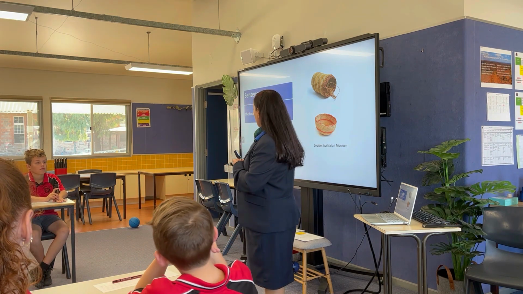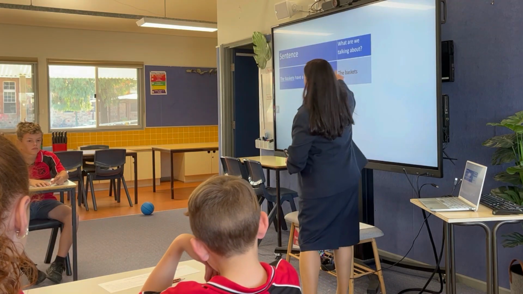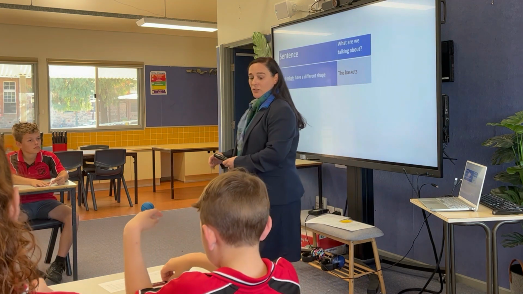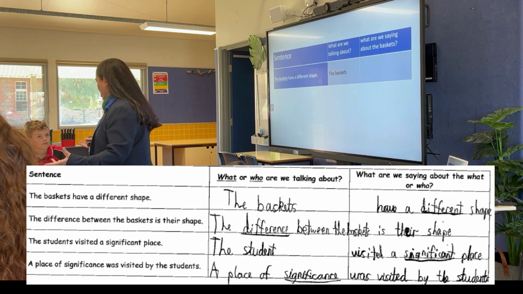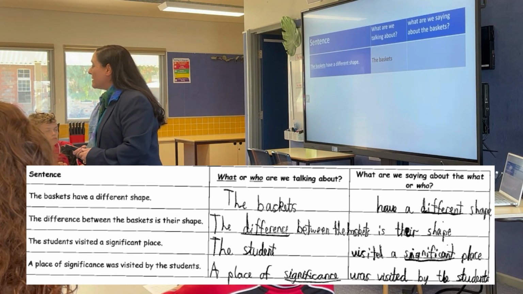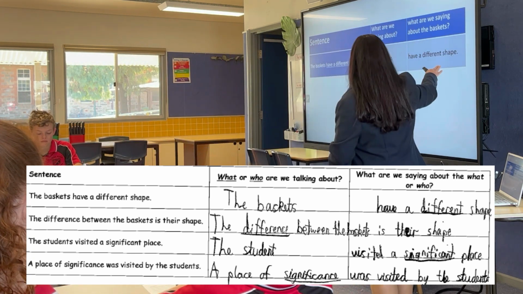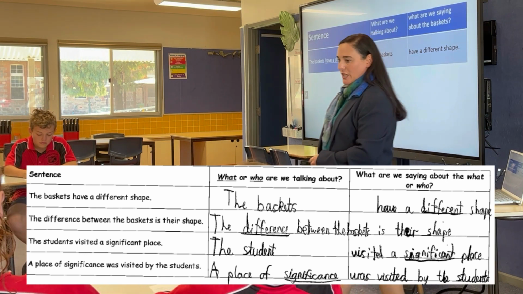It says, the baskets have a different shape. What are we talking about? We're talking about the baskets. Write that down on your sheet, the baskets. What are we saying about the baskets in this sentence? They have different shapes to each other. That's right. They have a different shape. You can write that down, that they have a different shape.